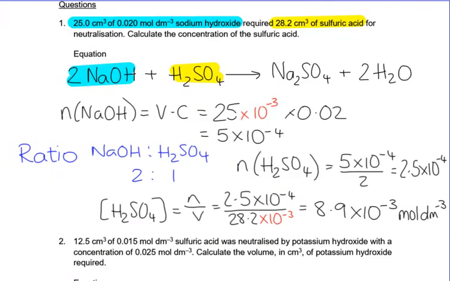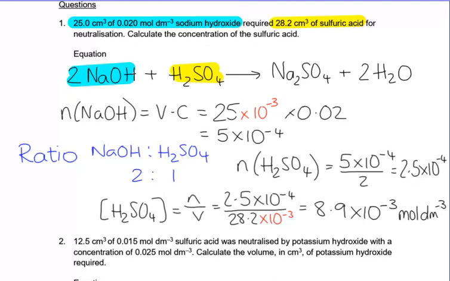So there we go. The first thing you've got to get right is your balanced equation. If that goes wrong, there are going to be problems later on. And then we need to remember to convert volume in order to calculate moles, use the ratio, so for every 2 there's only 1, so we have to halve. And then calculate concentration, again remembering our conversion.